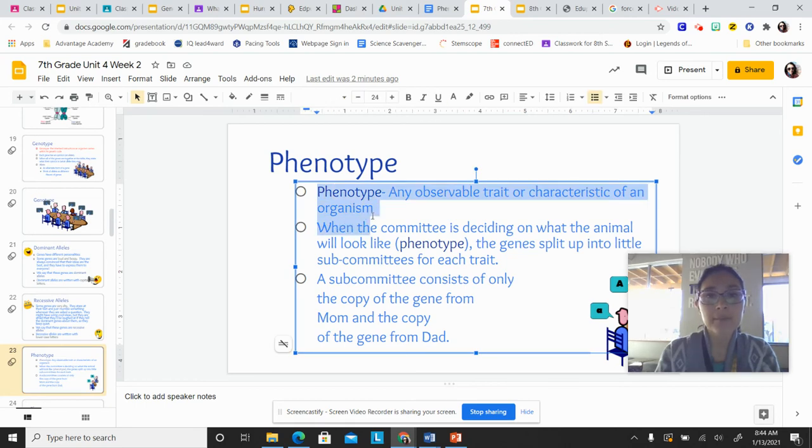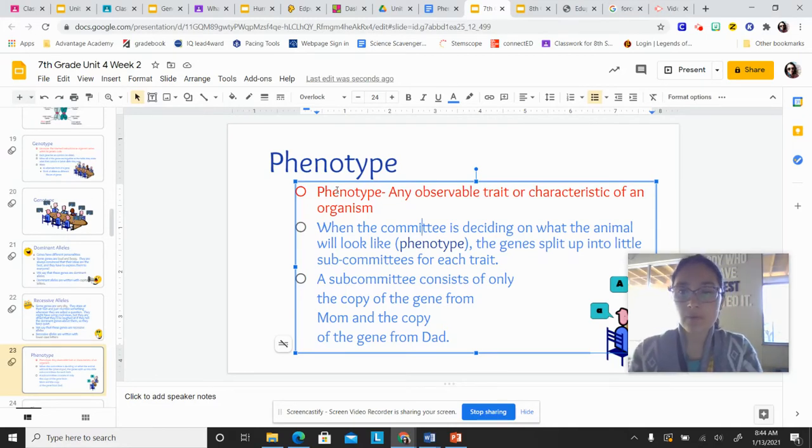Okay, and then you have a phenotype. A phenotype is the observable trait. Let me put that in red. Those of you at home will be writing that. The phenotype is any observable trait or characteristic of an organism. So any trait that you observe, this is what shows up because of the gene or the genotype. So like brown hair, brown eyes, blue eyes, round face, tall, short, whatever trait you have that is governed by your genes, those are going to be your phenotypes.